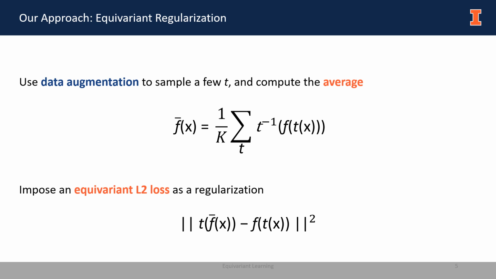To address the non-equivariance issue, we propose an equivariant regularization approach. We first use data augmentation to sample a few crops, then compute the average of F. Next, we impose an equivariant loss between the average output and each crop's output as a regularization term.